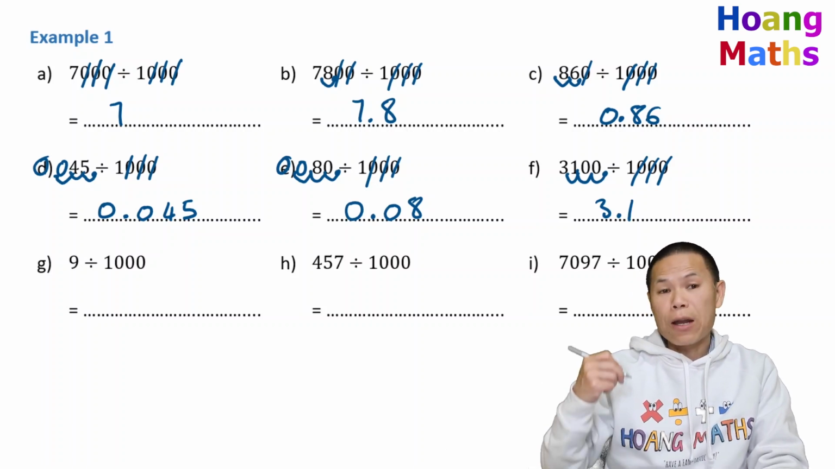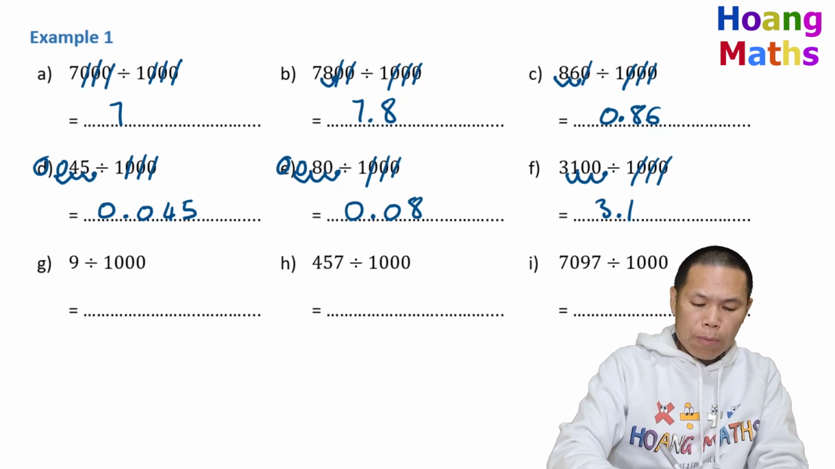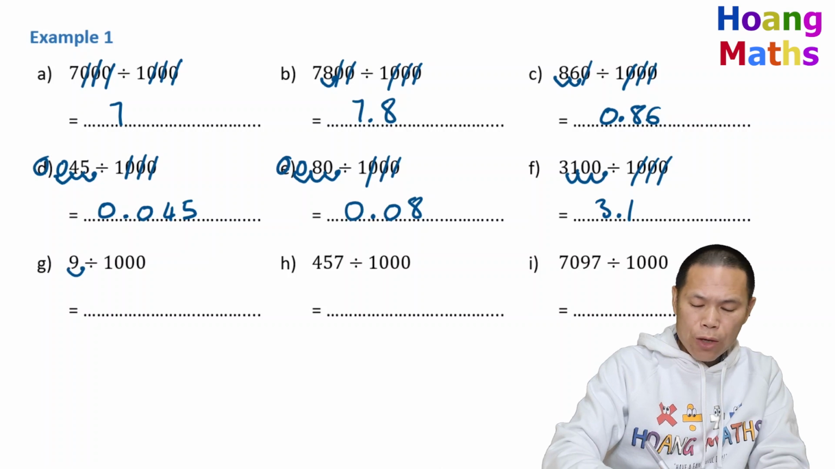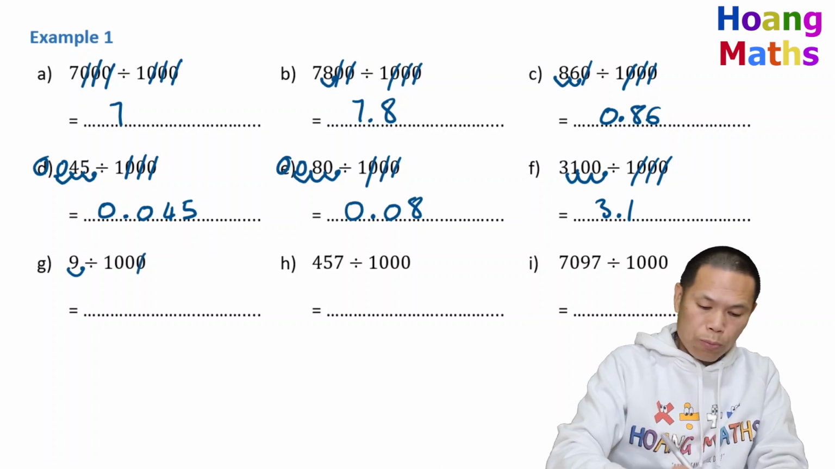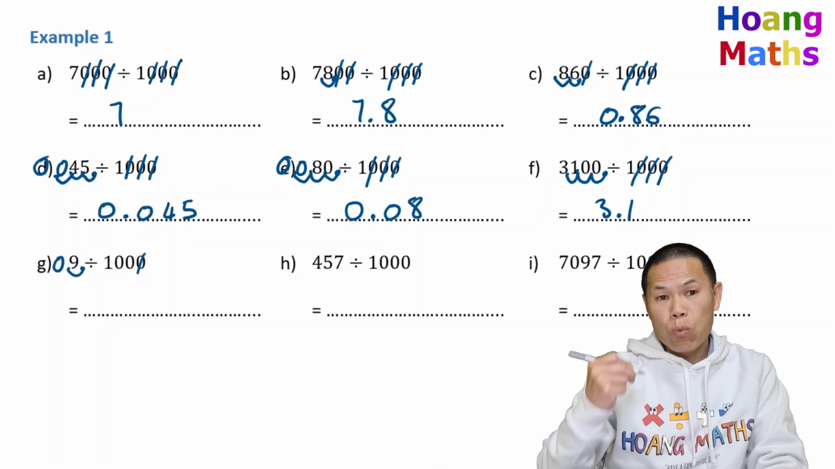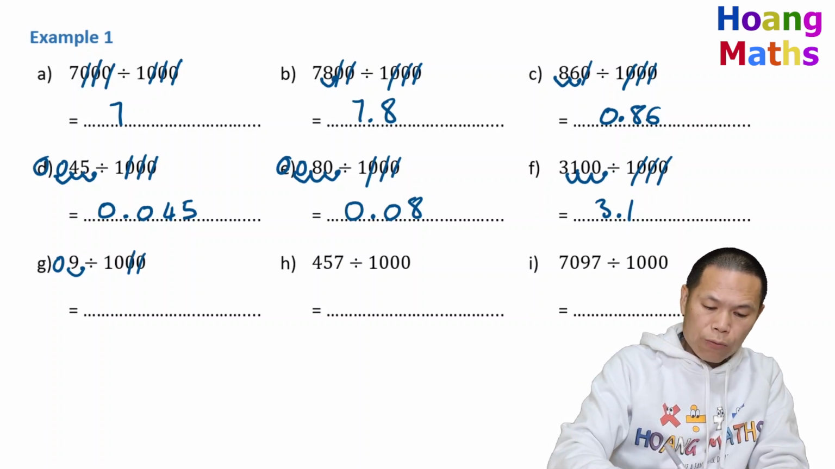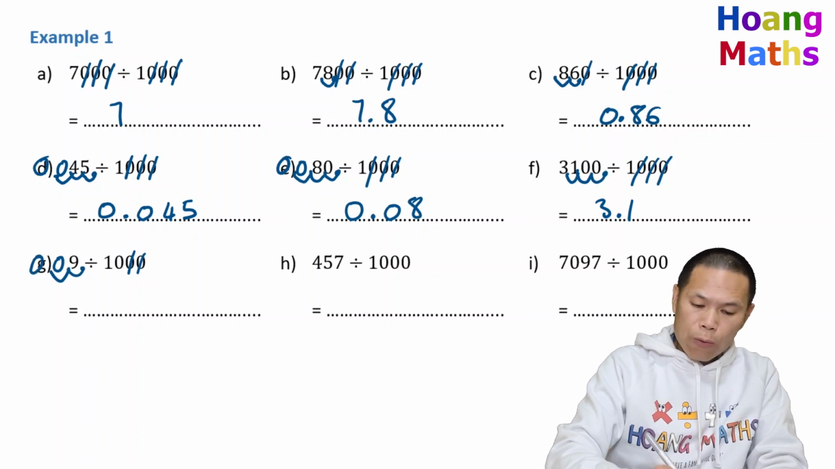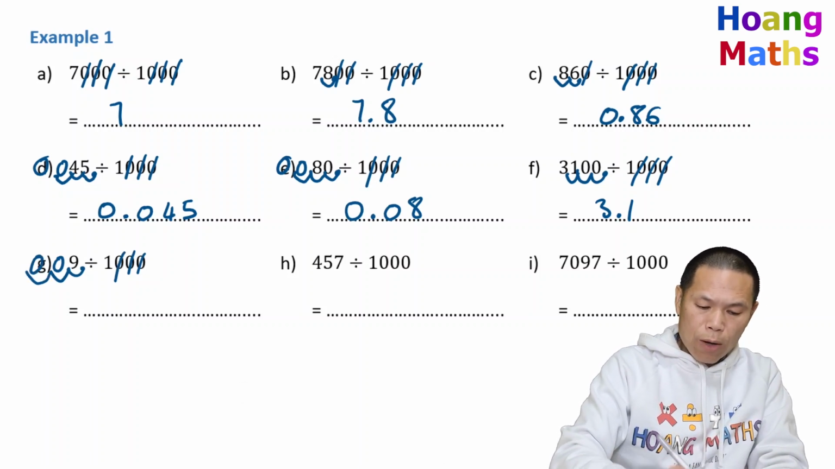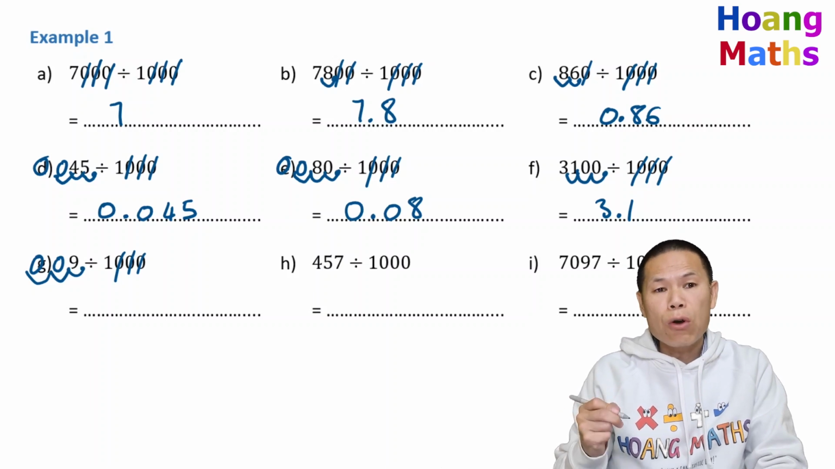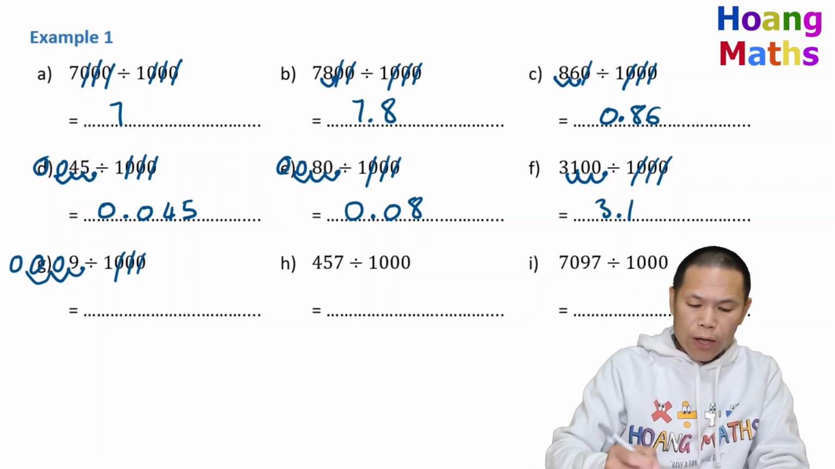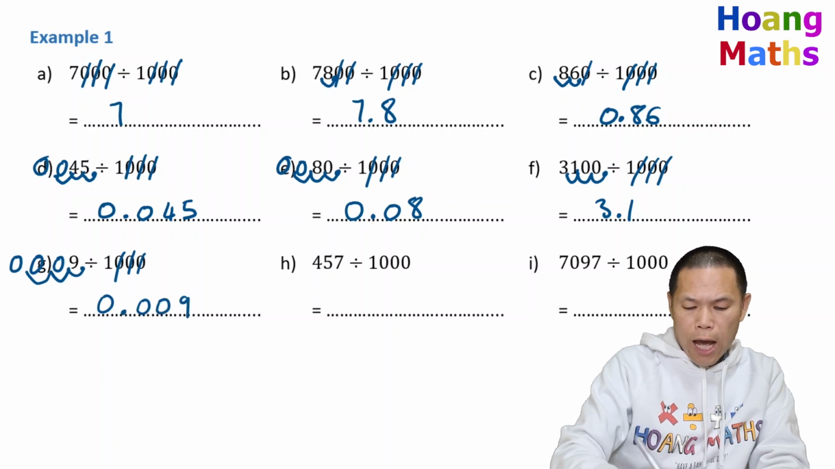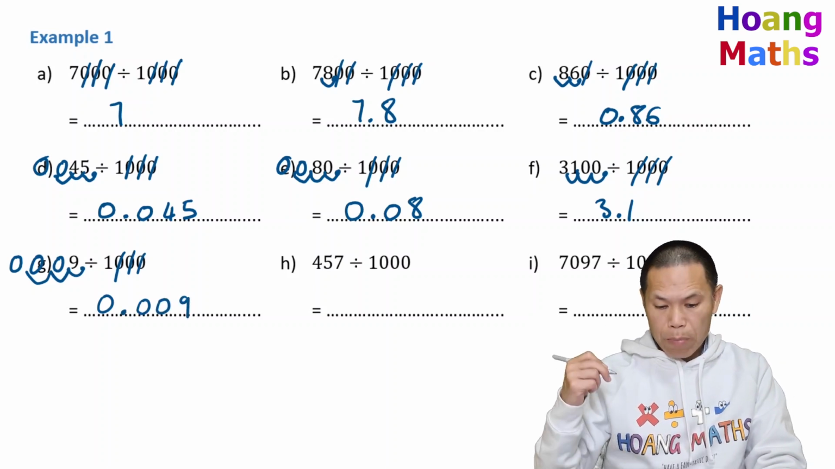Part G. We divide by 1,000. So the 9 here becomes 9 point. The decimal point right at the back. We move 1. We cancel this 0. So we put a 0 in front. Then we cancel 1 more time. And we move this decimal point to the left. And we add a 0. Then we cancel 1 more time. We move 1 more. So 0.009. So I can just put a 0 in front here. So that is 0.009. There you go.